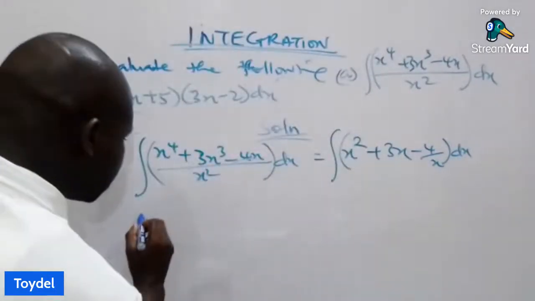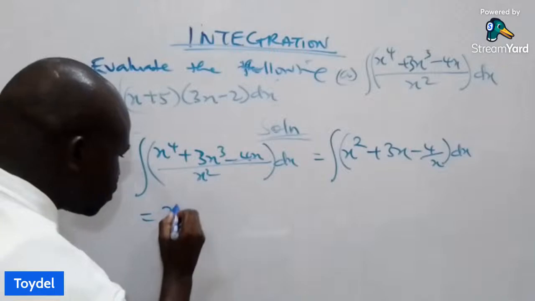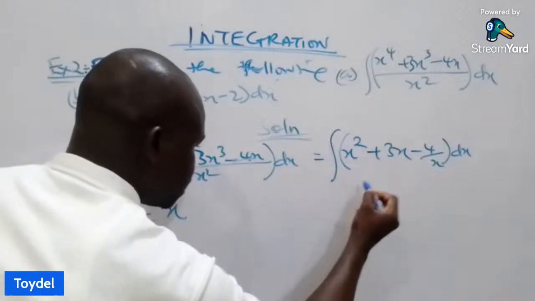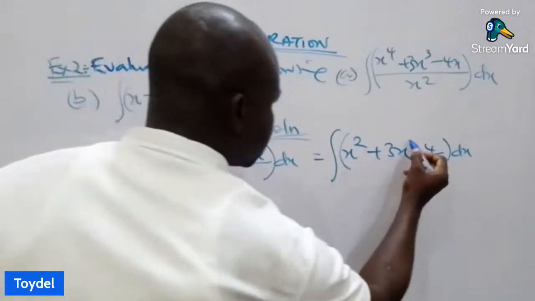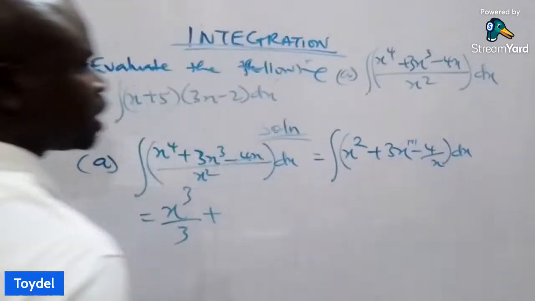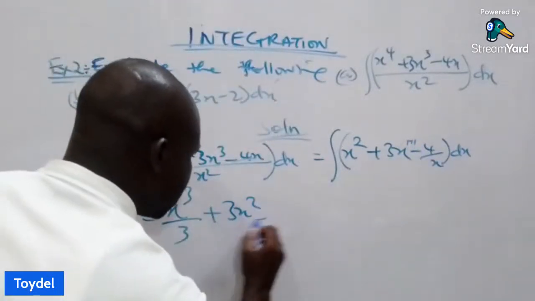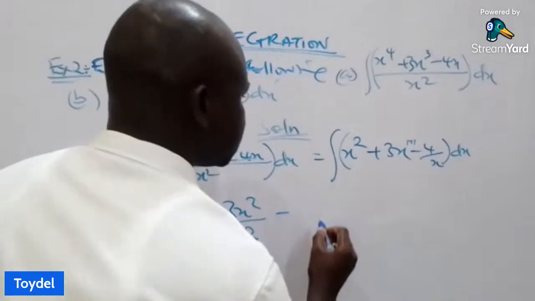Then if I integrate the first one, x squared, I'm going to have x to the power 2 plus 1, all over, that's x cubed all over 3. That's what I'm going to get. Plus, if I integrate the second one, there's x to the power 1, 1 plus 1 is 2, so I'm going to have 3x squared all over 2 minus 4.